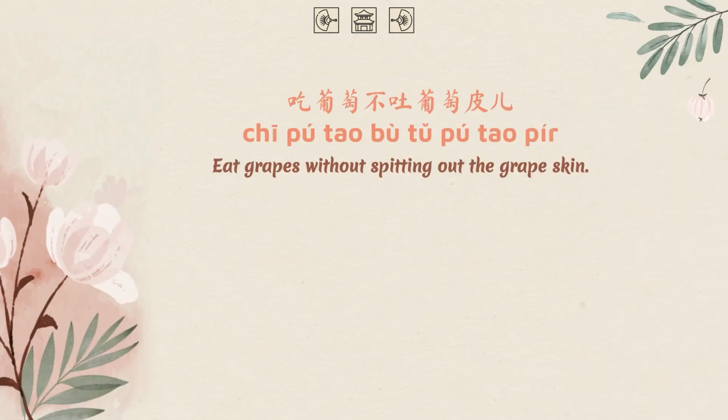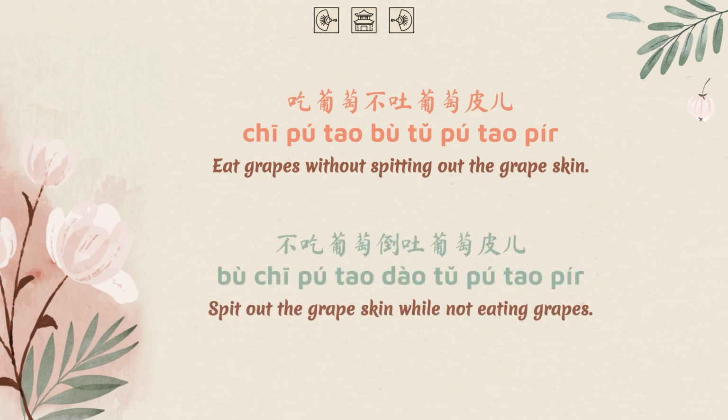So let's get started. So the grape skin one starts like this. 吃葡萄不吐葡萄皮儿。不吃葡萄倒吐葡萄皮儿。I'm going to say it again. 吃葡萄不吐葡萄皮儿。不吃葡萄倒吐葡萄皮儿。Now, before we practice saying it, I'm going to break down each line to go over what each word means.